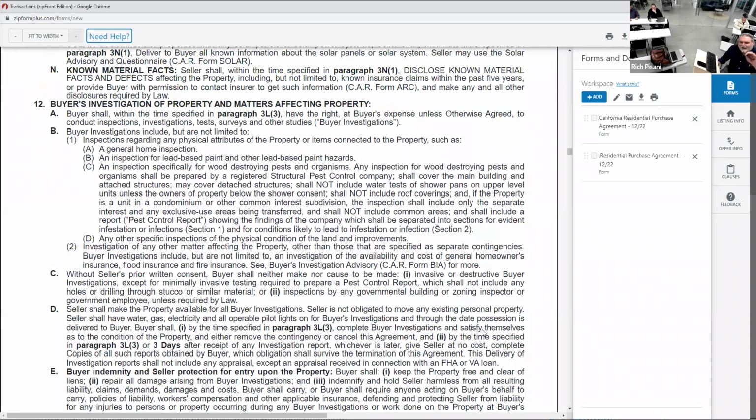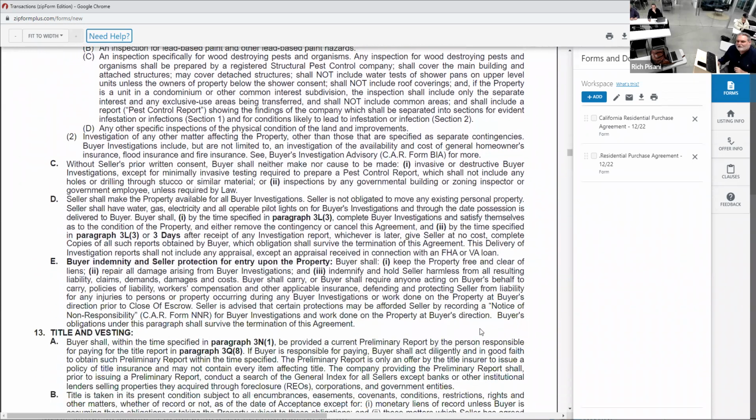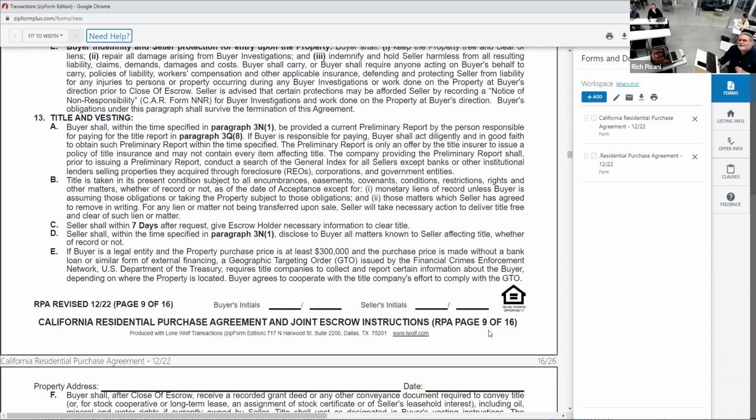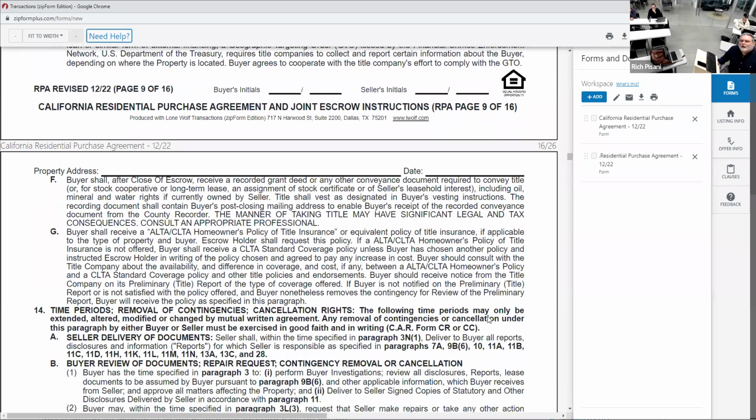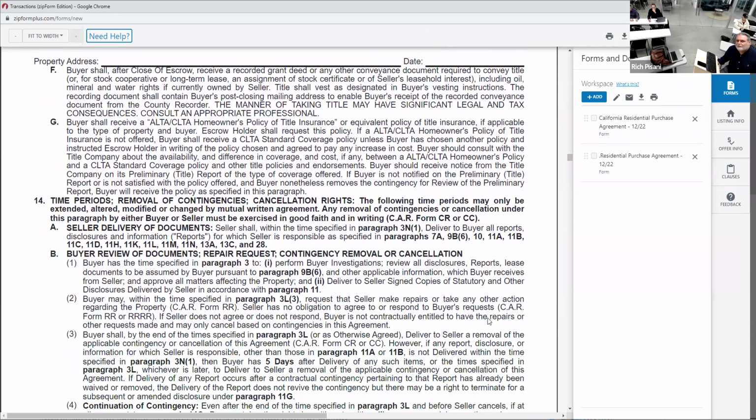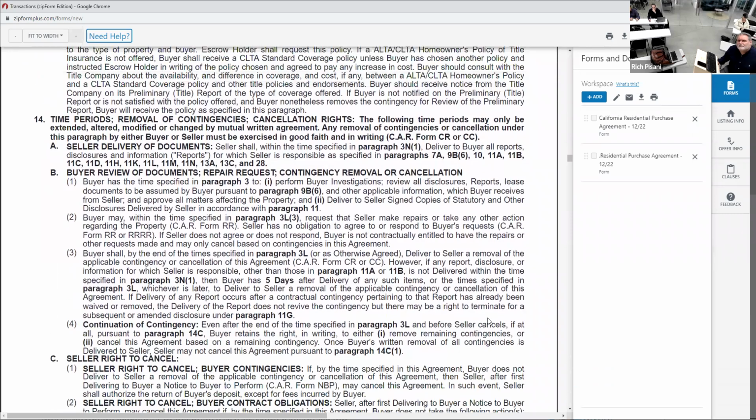Okay, this talks about buyer, you need to do your investigations. Title investing, we don't tell buyers how to take vesting. They should talk to their tax people. Vesting is how they take title. Time periods is very important. Time period, once again, time is of the essence. So they need to do everything in a timely manner.